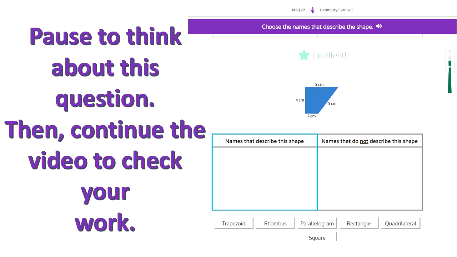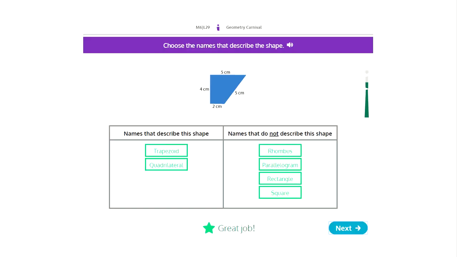Next, we're given another opportunity to complete the same activity with a different shape. So pause the video to determine which names describe this shape and which names do not describe this shape. When you are ready, unpause to check your work. That's right. The names that describe this shape are trapezoid and quadrilateral. And the names that do not describe this shape are rhombus, parallelogram, rectangle, and square.